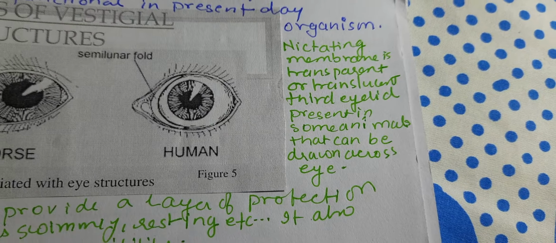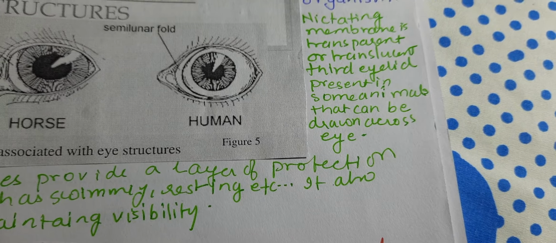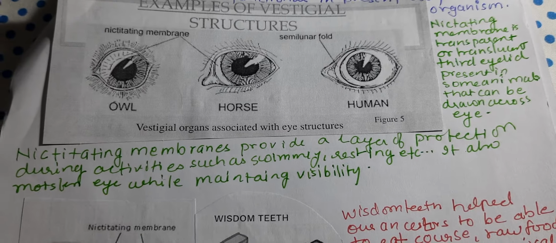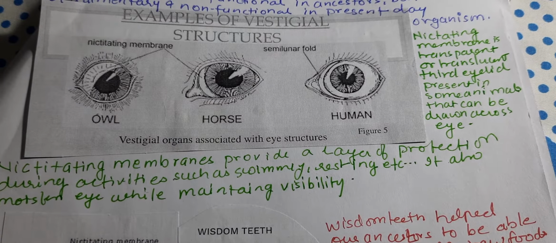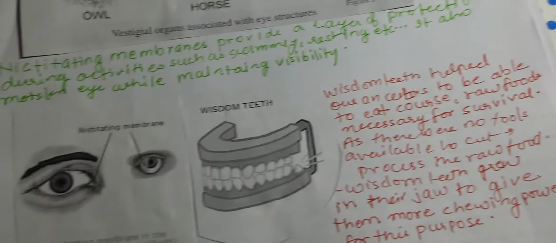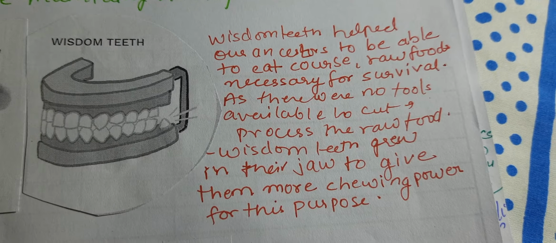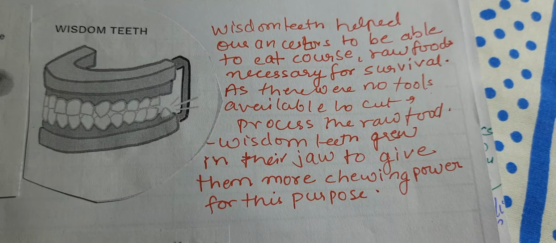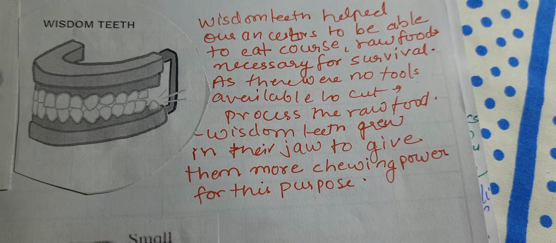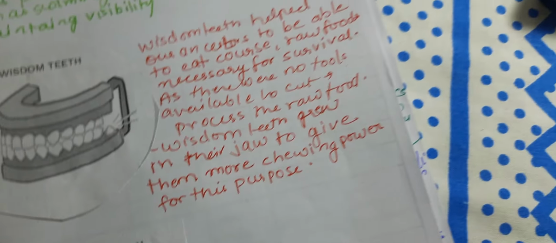Nictitating membrane is the transparent and translucent third eyelid present in some animals that can be drawn across the eye. And nictitating membrane provides a layer of protection during activities such as swimming, resting, etc., and also moistens the eye while maintaining the visibility. So this is the function in the ancestors. And then if you compare the wisdom teeth, they helped our ancestors to eat coarse raw food necessary for survival, as there were no tools available to cut and process the raw food. Wisdom teeth grew in their jaw to give them more chewing power for this purpose.